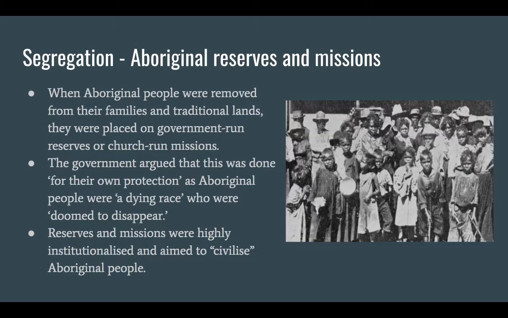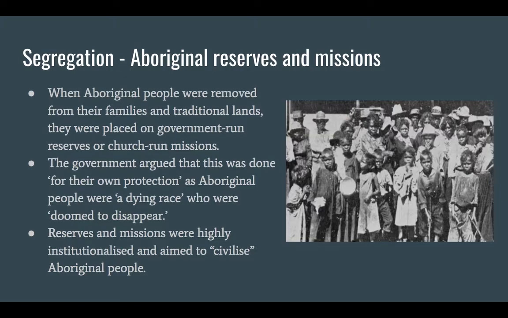Again, the governments argued that this was done for their own protection. Another really important thought behind protection and segregation was the idea that Aboriginal people were dying out. So they said Aboriginal people were a dying race who were doomed to disappear. Because of that, the government was able to justify taking them away and supposedly looking after them.